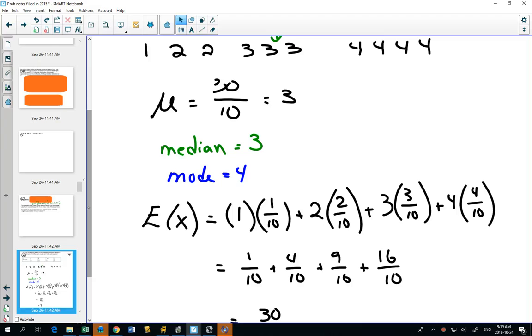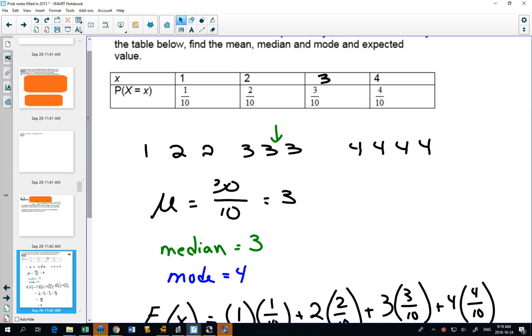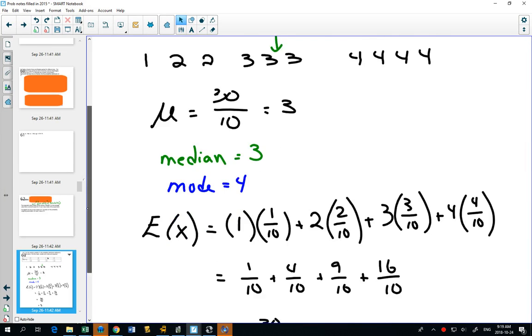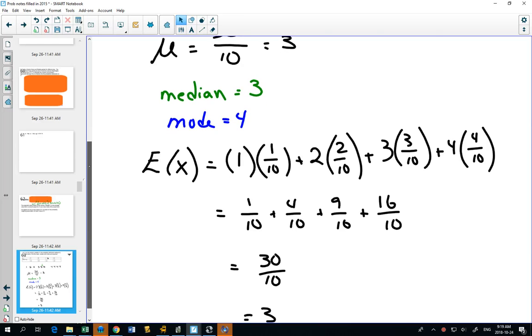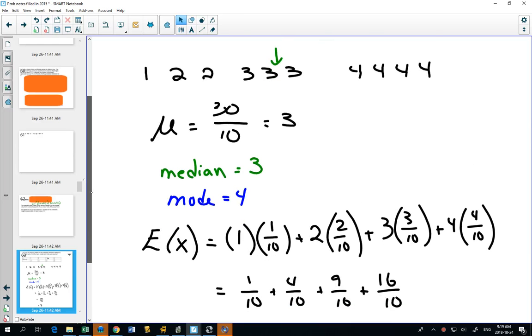So where this is really nice is when the probabilities don't lend themselves well to listing them all out, right? If some of these probabilities were like 37%, as a fraction you'd have to write 37 out of 100. You'd have to write that item out 37 times, which would be kind of annoying. And so our expectation is the same as our mean.